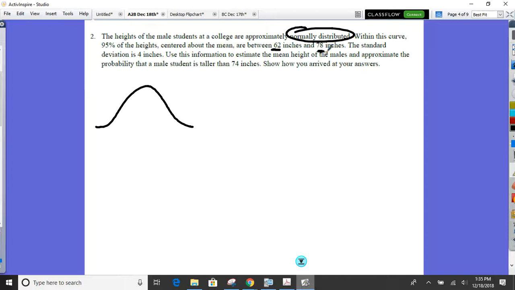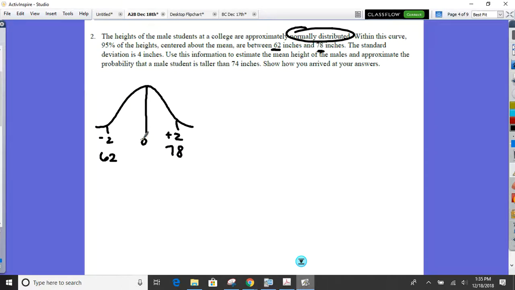Well, I'm not ready to go to the calculator yet. 95%. Where do I put it? Negative 2 is going to be what? 62. And what's positive 2? 78. Yep. I don't need the percents. The calculator will give me the percents later. What I need to know is use this information to estimate the mean. Where's the mean on the curve?